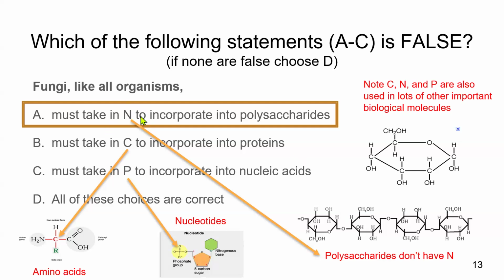Although nitrogen is an important macromolecule that basically all organisms need to survive, nitrogen is really only a part of amino acids and nucleotides. So you can see this nitrogenous base here. You can see this amino group that's going to be on all amino acids and nucleotides, but nitrogen is not part of polysaccharides. Any questions about this one?